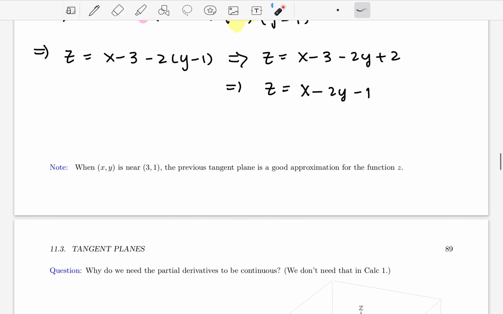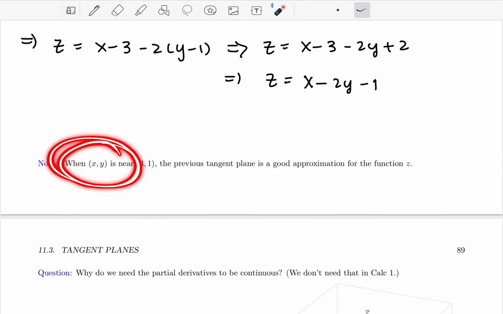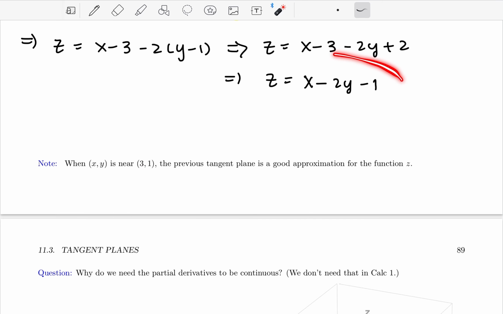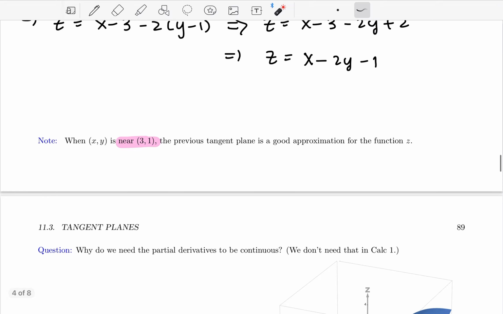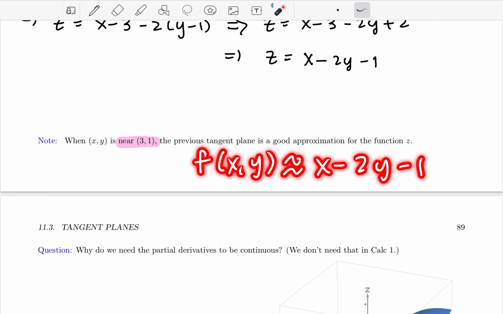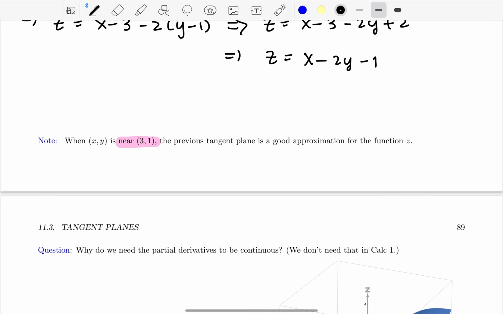Perfection. Now, the beauty of this is that when (x, y) is near (3, 1), this tangent plane is a good approximation of the function. Okay, so one more time, if I'm near (3, 1), I can use my tangent plane to approximate the function. Okay, perfect. So let me just make sure that we know this. I'm saying f(x, y) can be approximated by x minus 2y minus 1. That's exactly what I'm saying.